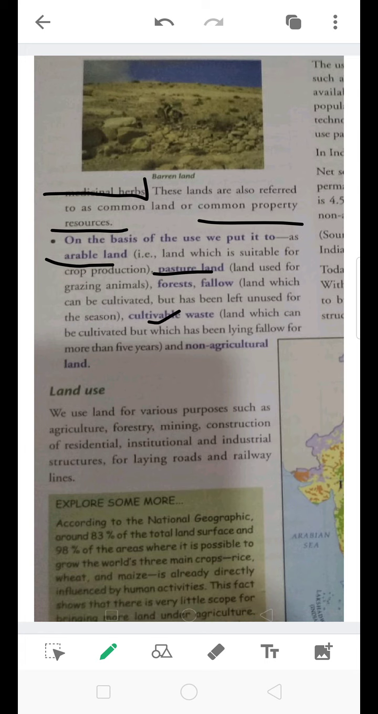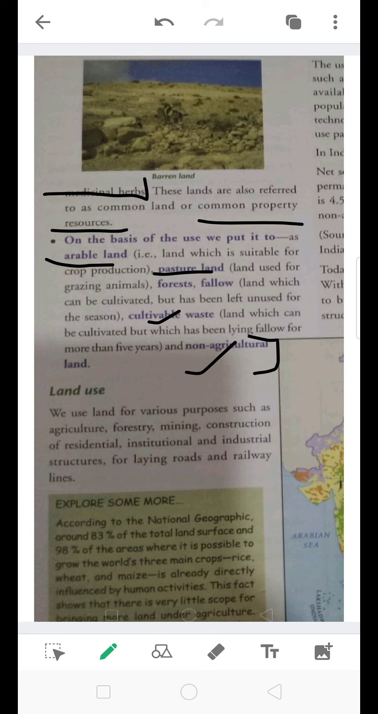No one was there to go and cultivate the land over there. Cultivable wasteland is land which can be cultivated but has been lying fallow for more than 5 years. If a land is just wasted for more than 5 years, that means it is cultivable wasteland. The land can be used for growing crops, but no one is there to grow crops for more than 5 years, so that is cultivable wasteland. Then there is non-agricultural land, again the same land. Cultivable wasteland is also known as non-agricultural land because none of the agricultural activities are taking place over there.